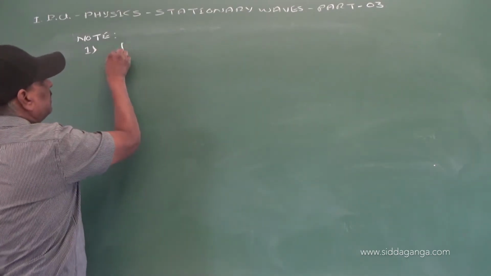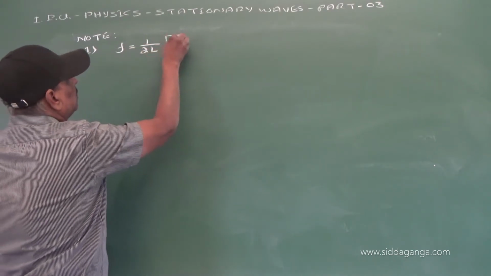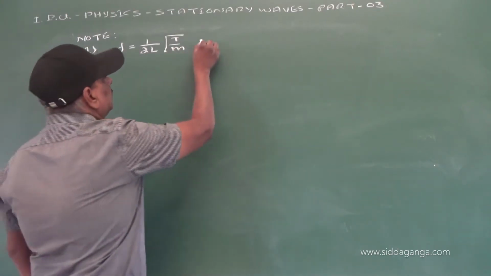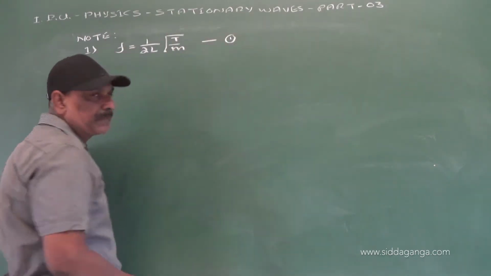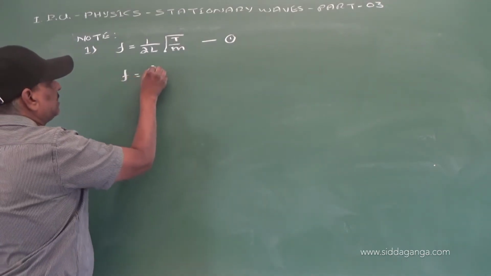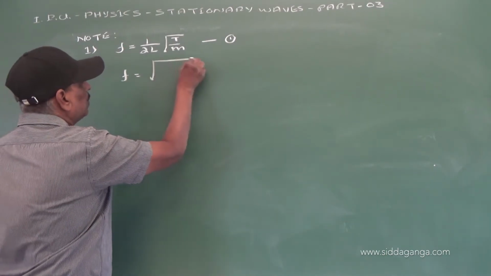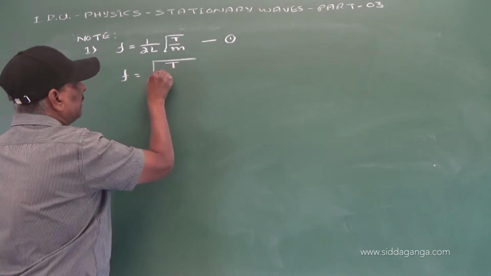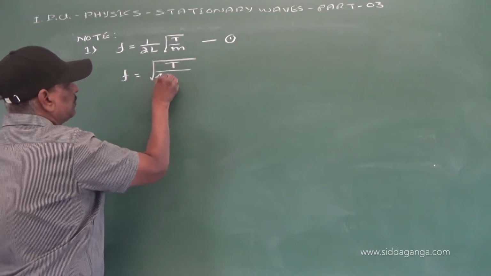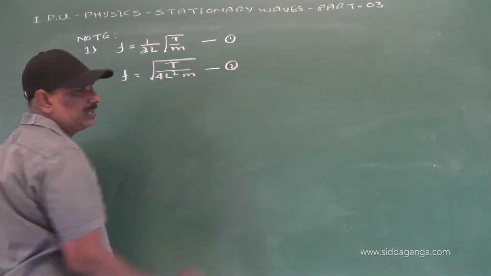We know that the fundamental frequency of a stretched string is 1 by 2L into square root of T by M. Let it be equation 1. Or this can be written as F is equal to square root of T by, taking 2L inside the square root, 4L square M. That is equation 2.